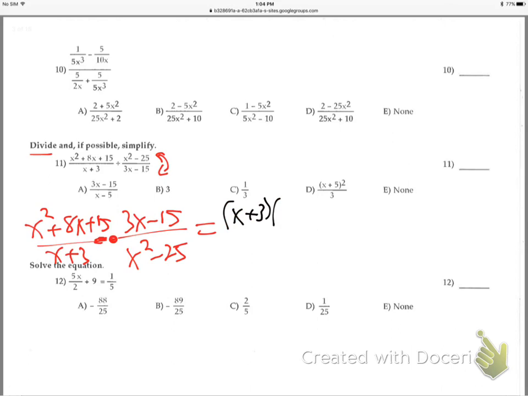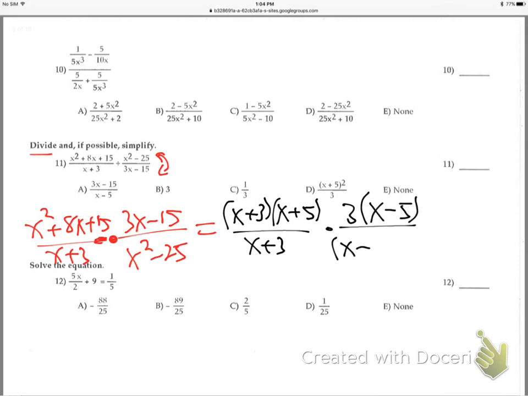So x plus 3, x plus 5 over x plus 3 times, factor out a 3, the bottom, x plus 5, x minus 5, right? And then start canceling. X plus 3s, x plus 5s, x minus 5s, all you got left is 3. Good. So flip the one on the right, factor everything, and cancel. I'm going to move on. Number 12.